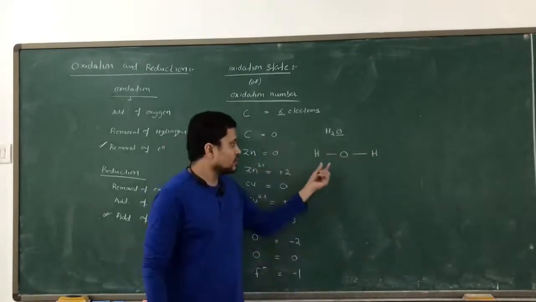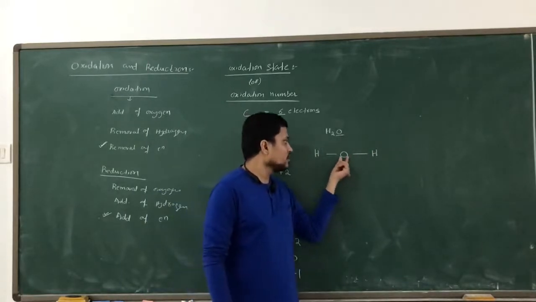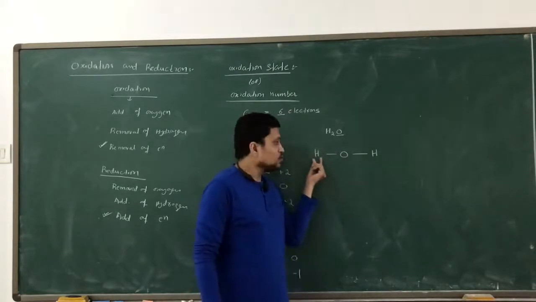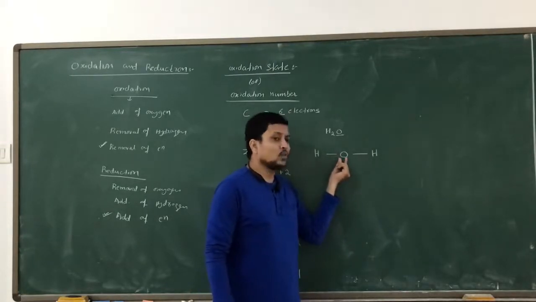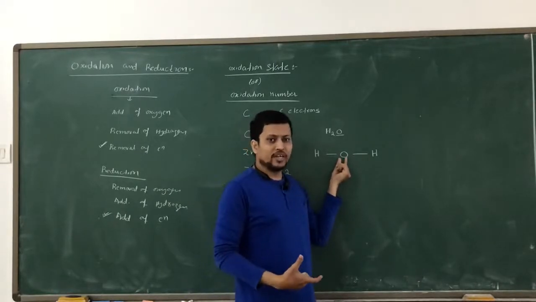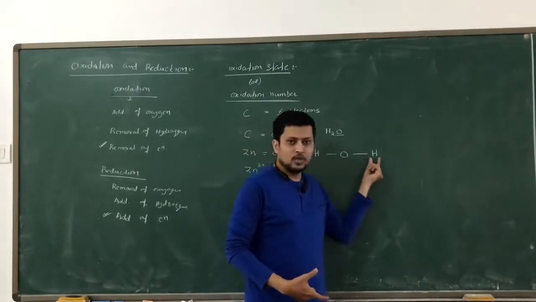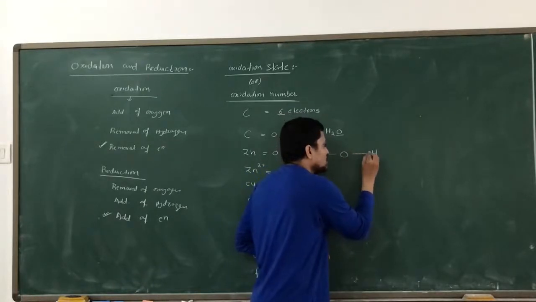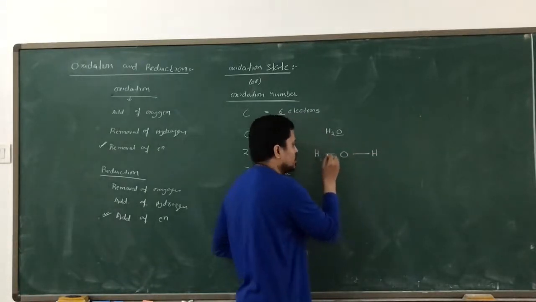Now here we know that in this compound oxygen is the central atom. Now, hydrogen. If you see the difference, oxygen is quite highly electronegative compared to hydrogen. So we know that when they are forming the bond, they are sharing the electron. This oxygen has one electron, and hydrogen is sharing one electron in this bond.